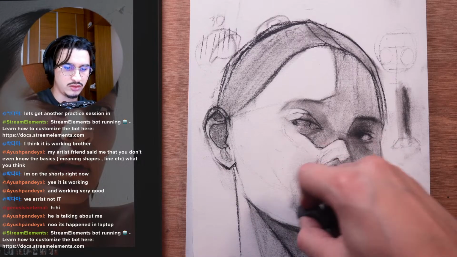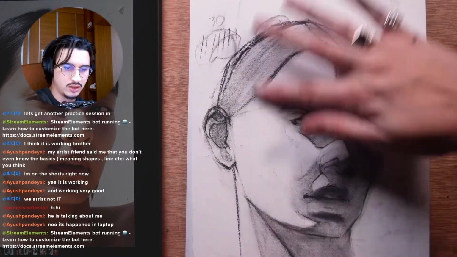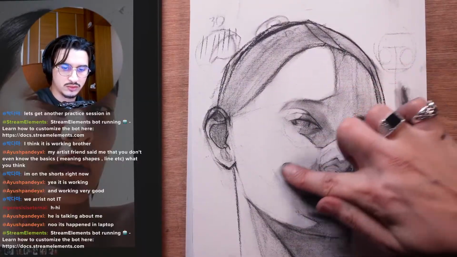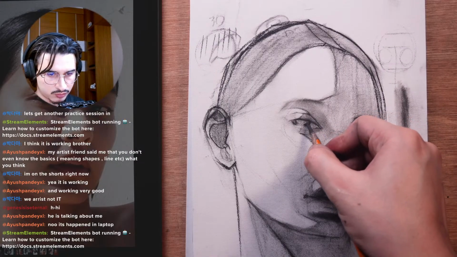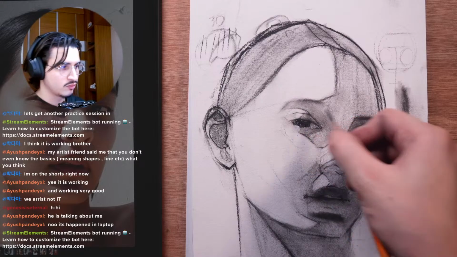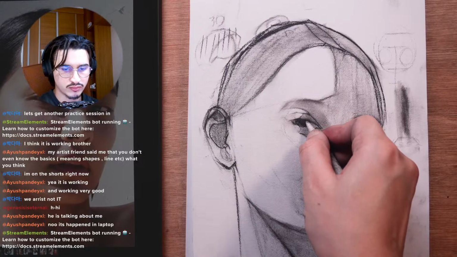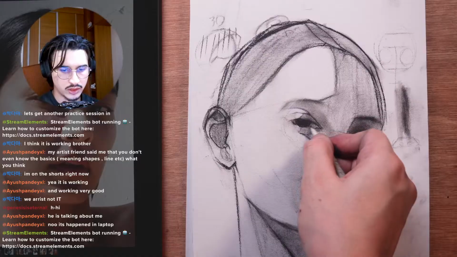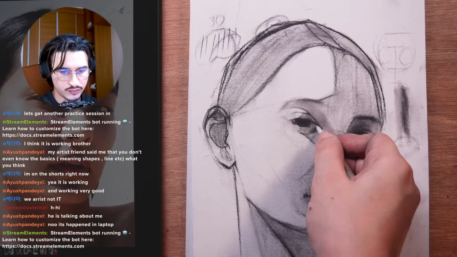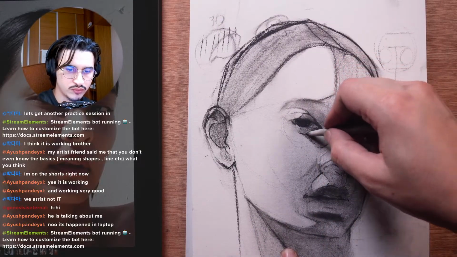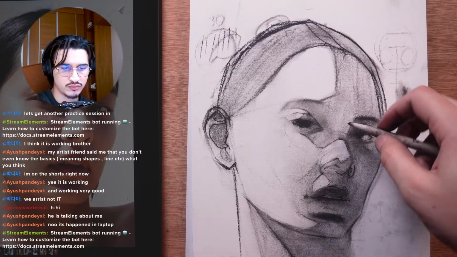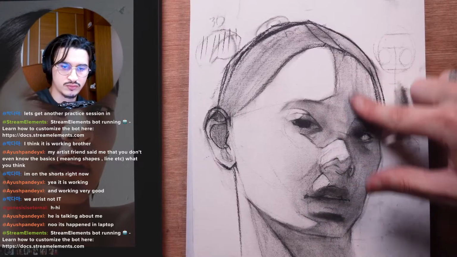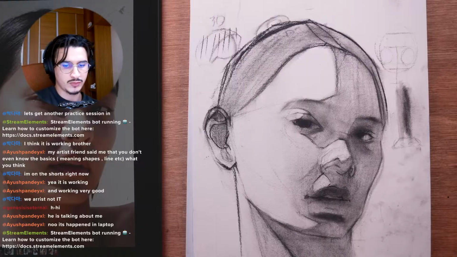I think it's looking good, not as I expected. No, it's actually a lot better than what I expected. Thank you, Siba. I wouldn't call it beautiful, but yeah.